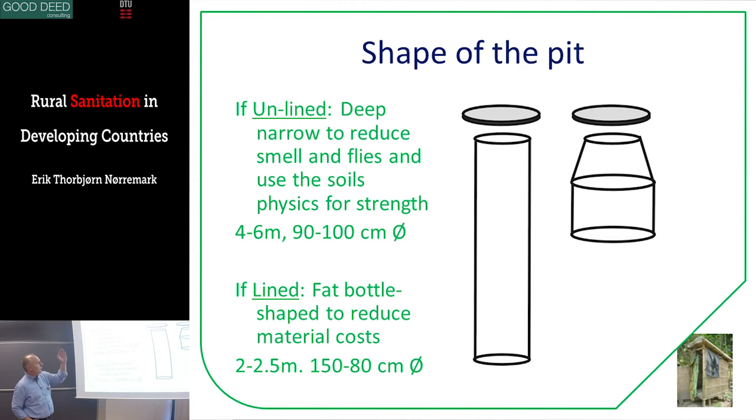For the unlined pits, you need to have them deep and narrow, 4 to 6 meters, 90 to 100 centimeters diameter. If you do the lined pits, it's an advantage if you have a system where you have a fat bottle shape. You will reduce the material cost quite considerably. And in places with high water level, you don't need to go very deep. If you're using bricks or something, the technique is called corbelling, where you use fewer and fewer bricks, so you decrease the diameter.